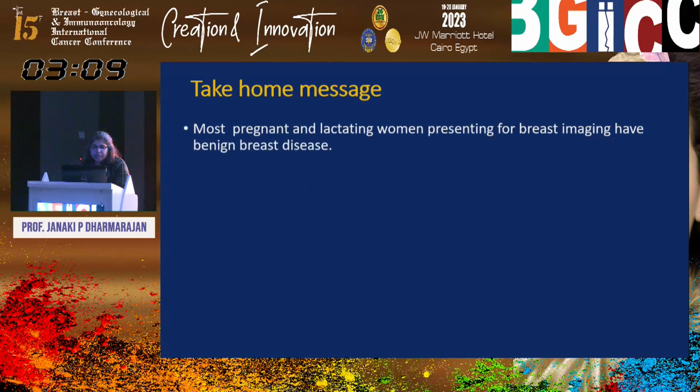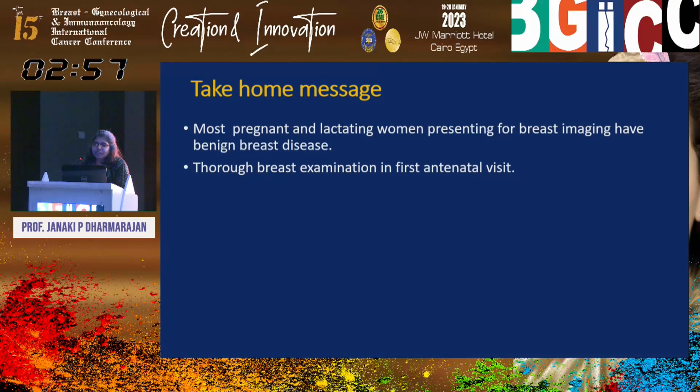So the take-home message is that most pregnant and lactating women presenting for breast imaging have benign breast disease. Thorough breast examination is a must in the antenatal visit. Here we are having some issues in India, like our gynecologists do the scanning also. They do all the antenatal scanning. So now they are saying, okay, let us do the breast scanning. I really don't know how it's going to work out. If the gynecologists start doing the breast ultrasound, I don't know what the picture will be.